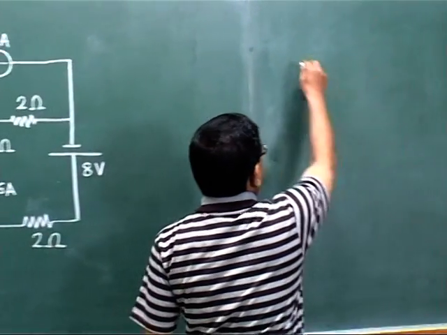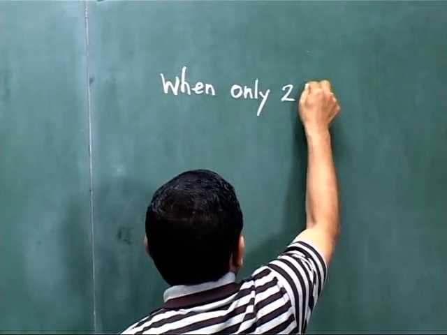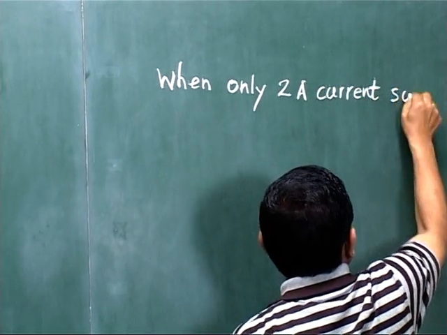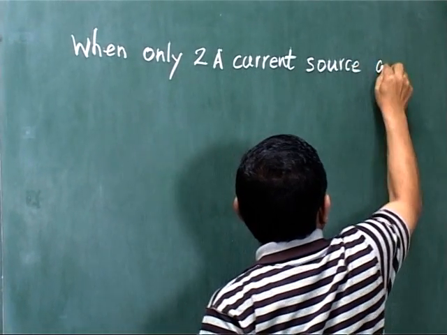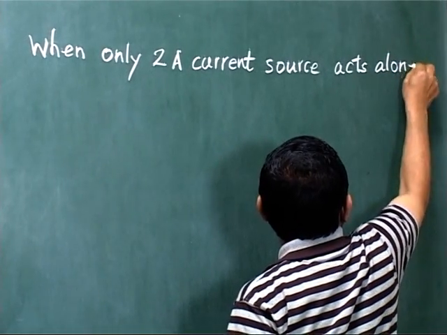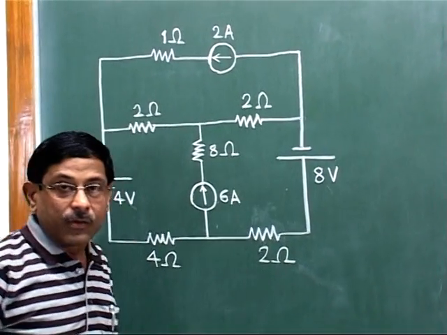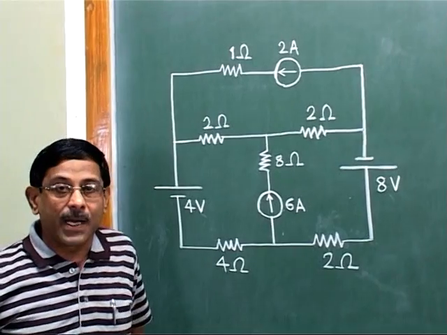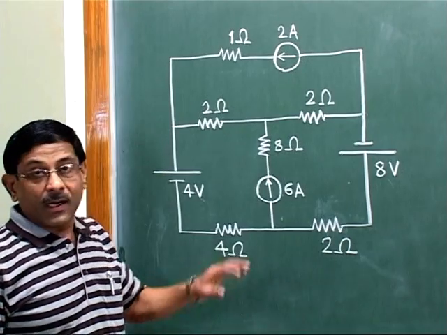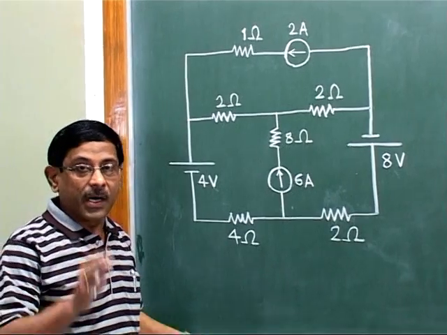I will write here: when only the 2 ampere current source acts alone. So we start by considering only this 2 ampere current source acting in the circuit, and then we have to replace the other sources in a typical manner. We saw in the lecture on the superposition theorem that when we are considering any one source acting, we have to replace the other sources in a particular manner.